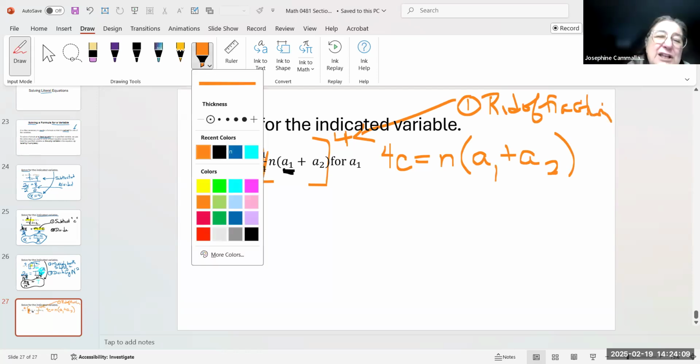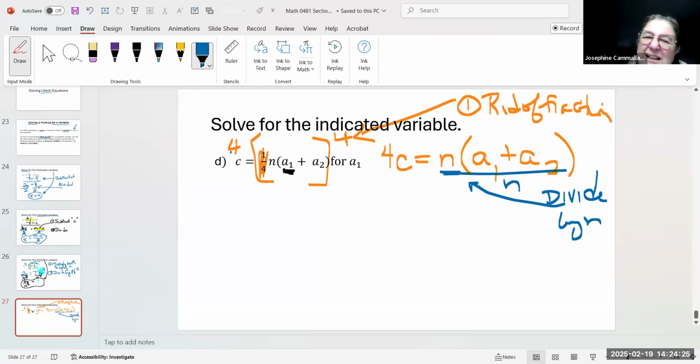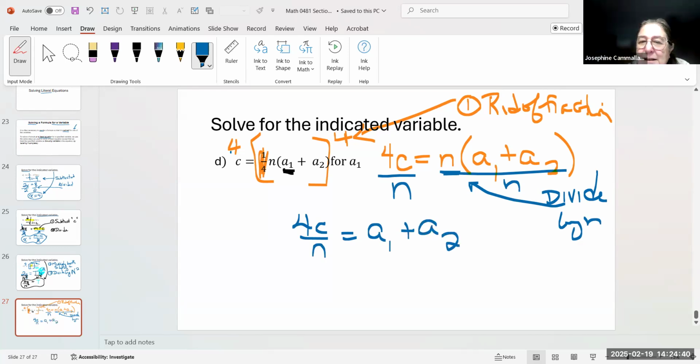Well, now, what do I got to do next? This n is next to a parentheses. I'm going to divide by n. Well, what does this leave me with? 4c over n. But now all I have is the parentheses, and it's gone.